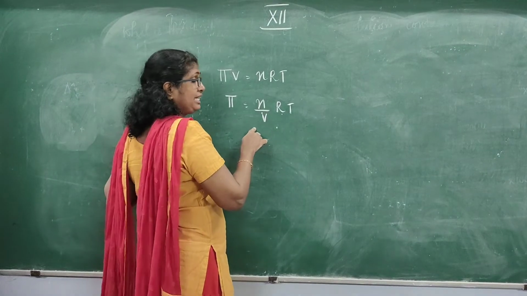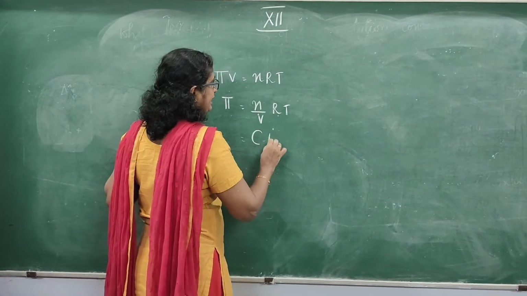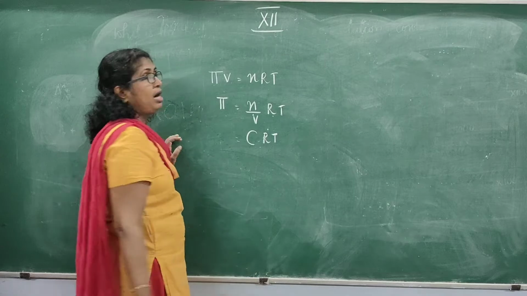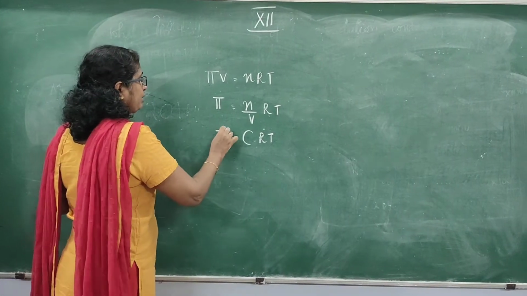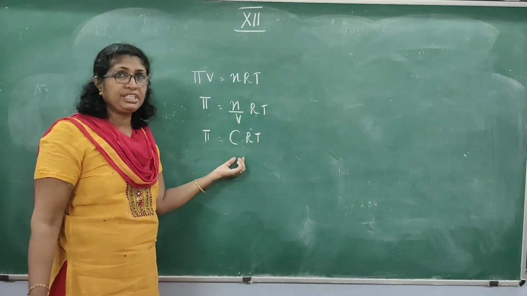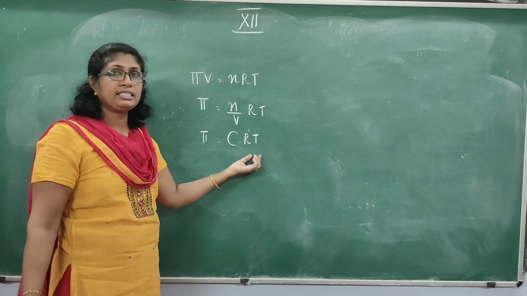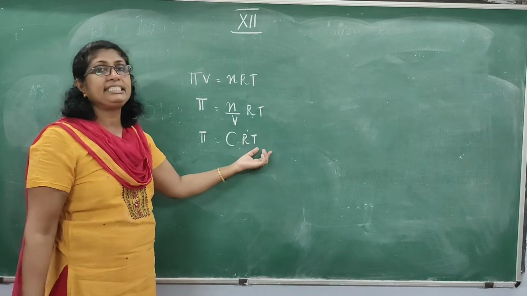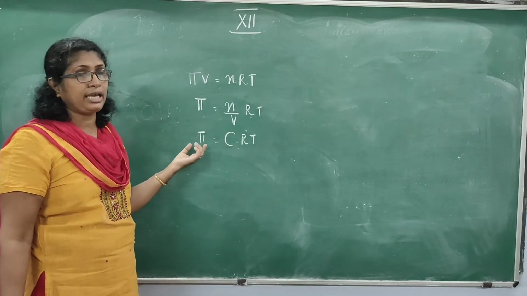Number of moles per liter, so we can write CRT, concentration into R into T. So pi is equal to CRT. Pi is the osmotic pressure, C is the concentration in moles per liter, R is the universal gas constant, and T is the temperature in absolute scale.